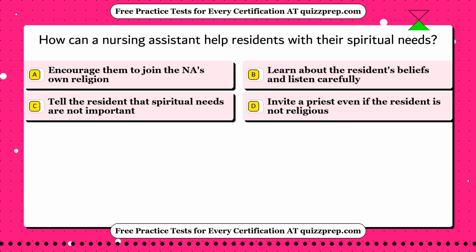Question 15. How can a nursing assistant help residents with their spiritual needs? Option A, encourage them to join the NNAAP's own religion. Option B, learn about the resident's beliefs and listen carefully. Option C, tell the resident that spiritual needs are not important. Option D, invite a priest even if the resident is not religious.